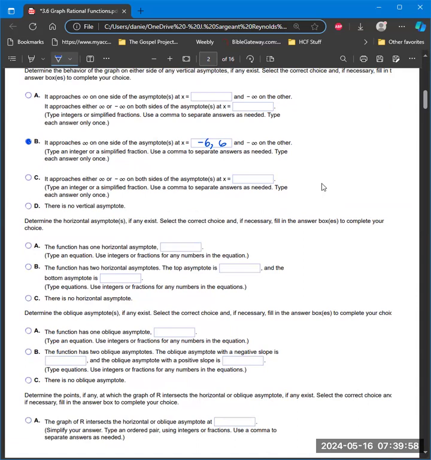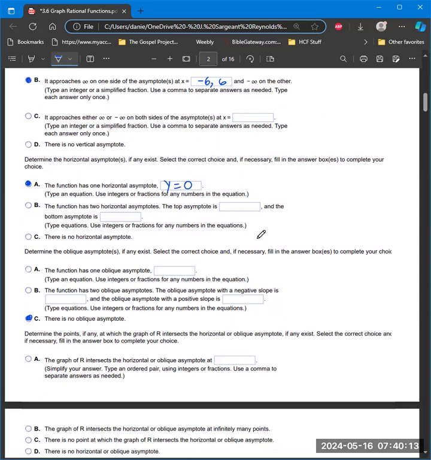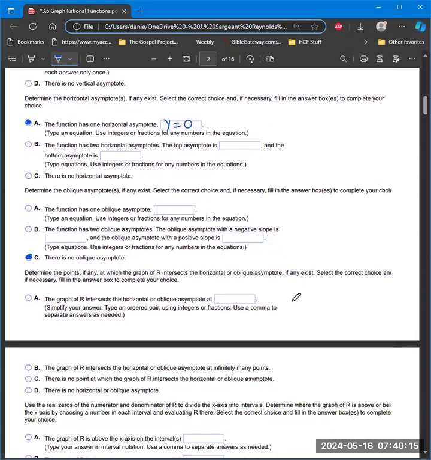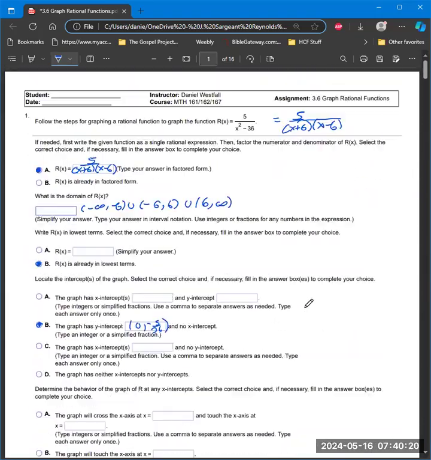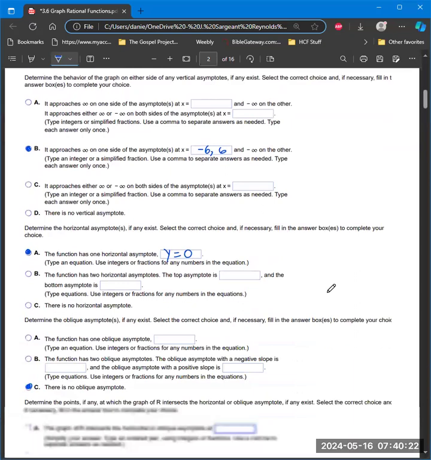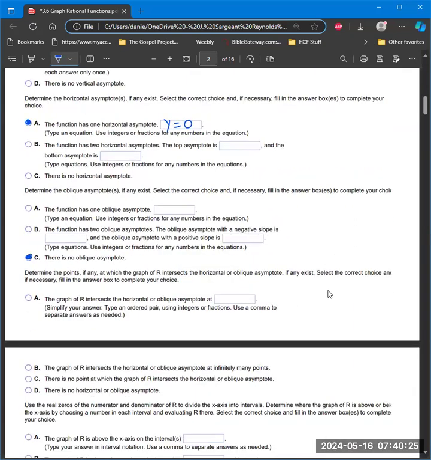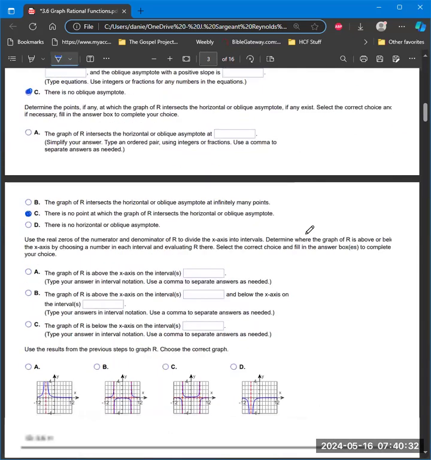Determine the horizontal asymptote, if any. It has a horizontal asymptote at y equals 0 because the degree of the top is less than the degree of the bottom. And there's no oblique asymptote. And then determine the points, if any, in which the graph intersects the horizontal or oblique asymptote. Is that ever equal to 0? It is not, so there's none. There's no point in which the graph intersects the horizontal or oblique asymptote.